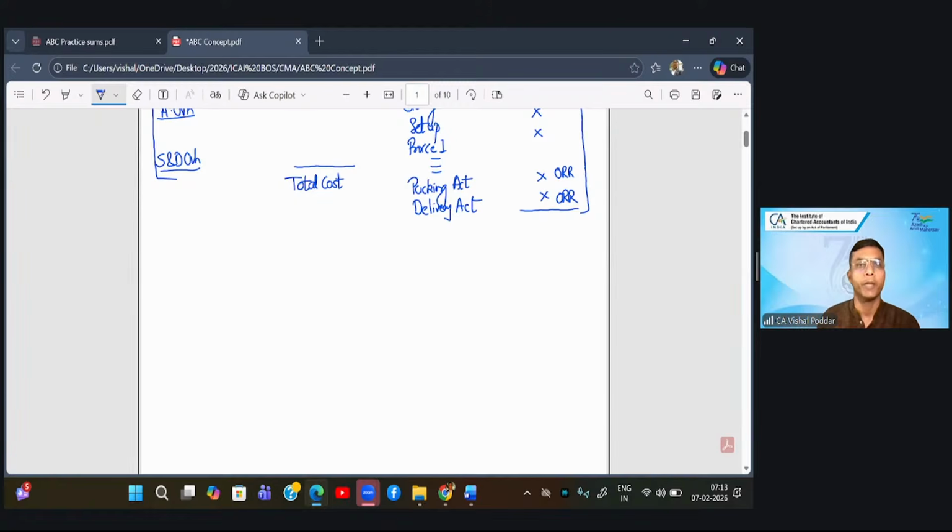What you studied in your earlier method, let us call it the traditional approach. And what we are studying now is the ABC approach. What is the full form of ABC? Activity based costing. ABC approach.